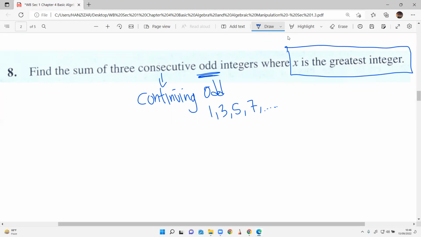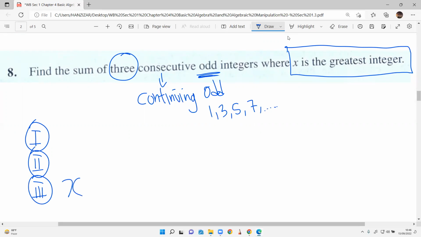How many numbers do we have? Three numbers. So we have 1, 2, 3. What is the greatest number? Given x. So what is the number before x? Why 2? Why not 1?